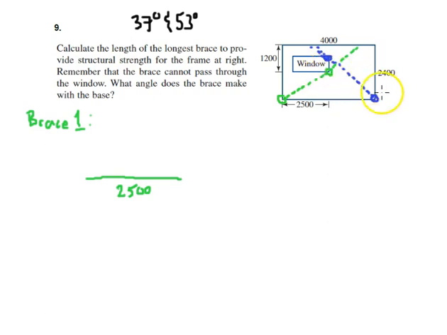Well, if we look here, we got 2400 here and 1200 there, which means this distance here has to be 1200. So we're going to go up this way. I'm going to check theta there. That theta must be between 37 and 53 degrees.